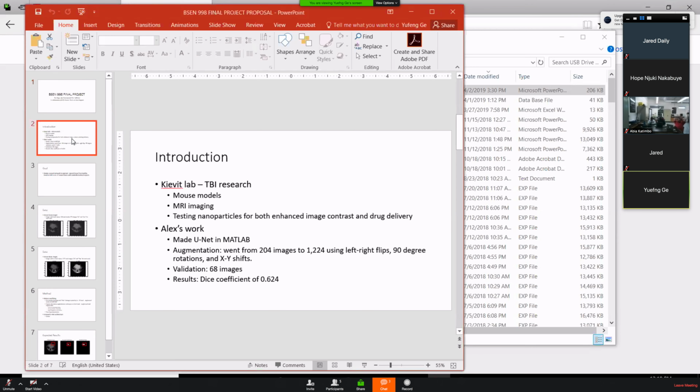Our final project is about some data that we got from another professor in our department, Dr. Forrest Kiewit. He does research on traumatic brain injury, and he is trying to develop nanoparticles which he can deliver into the blood, and they'll go into the brain and selectively go to the site of the injury. Maybe he can attach some drugs to those particles, so it'll be targeted delivery of drugs to where the injury occurs.